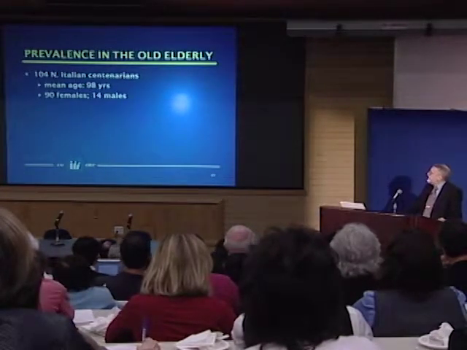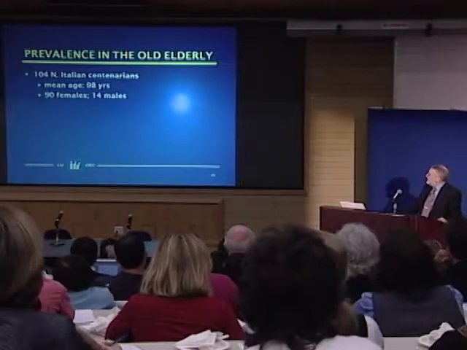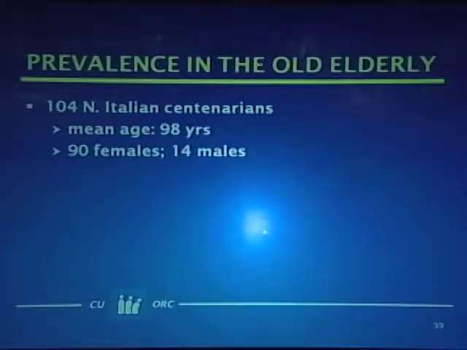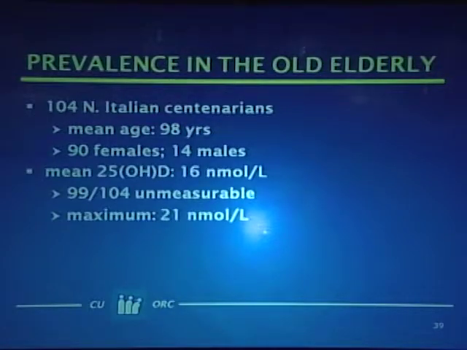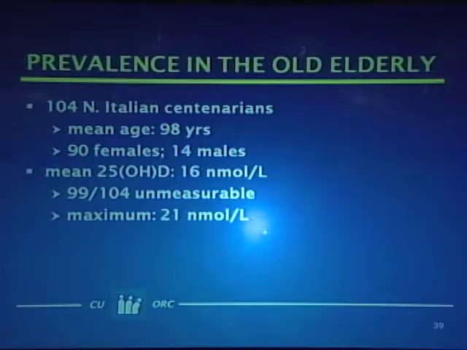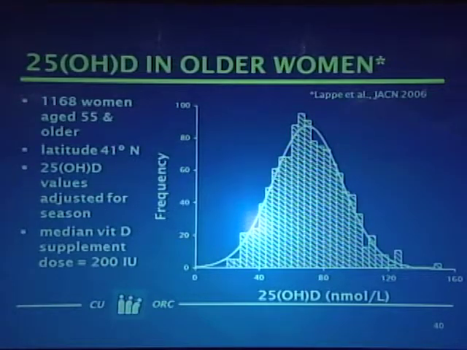And about the same time, this paper was published in the Journal of Clinical Endocrinology and Metabolism, describing 104 Northern Italian centenarians, a mean age of 98, and their mean 25-hydroxy-D was only 16 nanomoles, or about 6 nanograms per milliliter. 99 actually of those 104 were unmeasurable, and the maximum in anybody was only 21 nanomoles. So here we have an elderly population that is universally deficient, and 14 of them had suffered hip fractures since age 94.